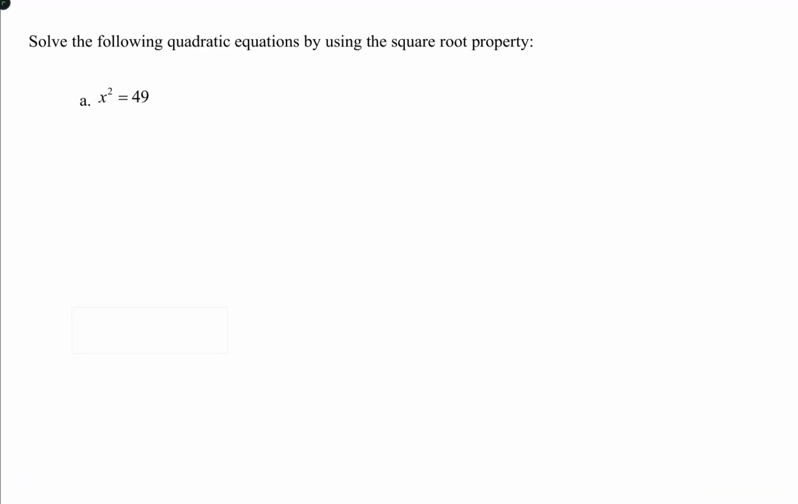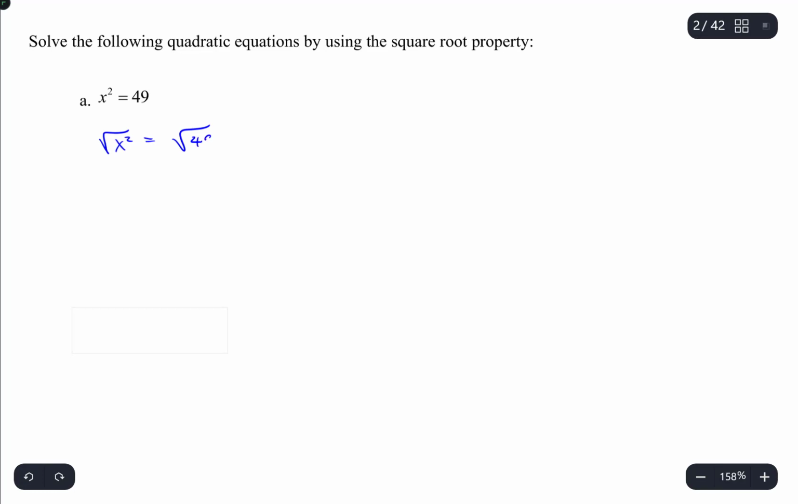Solve the following quadratic equations by using the square root property. The first example here, we have x squared equals 49. The square root property says that you can take the square root of both sides of an equation, but if you involve taking the square root of a variable, you have to consider that you may have a positive or negative value as a result, because you don't know if the original variable was positive or if it was negative. So you just consider both cases.